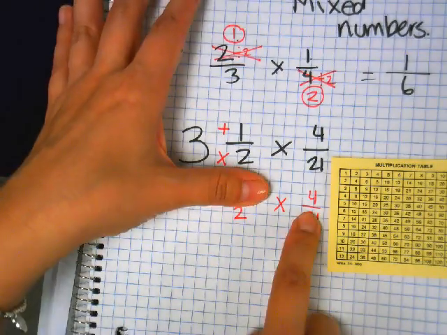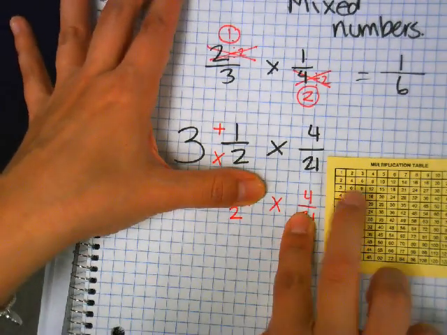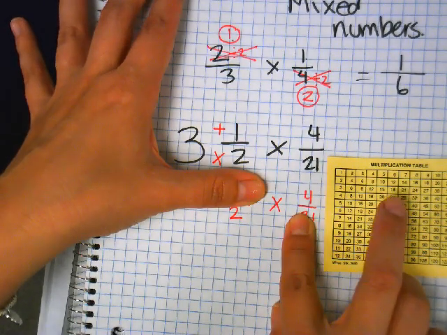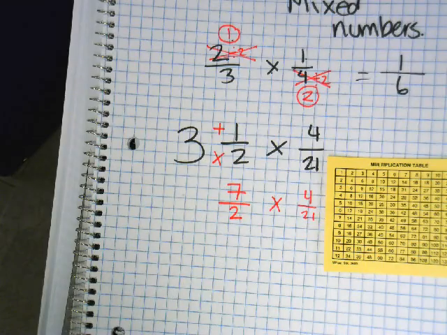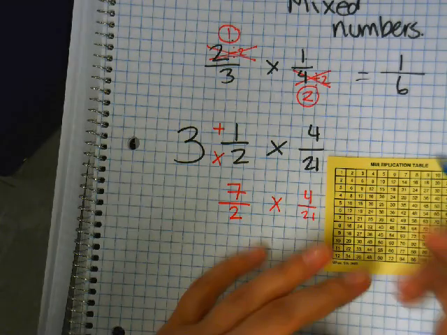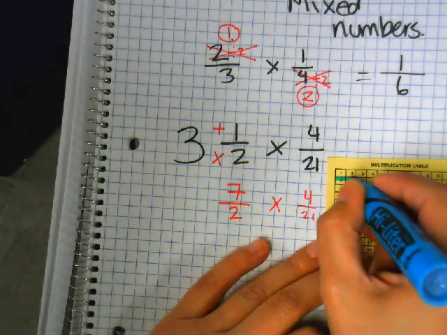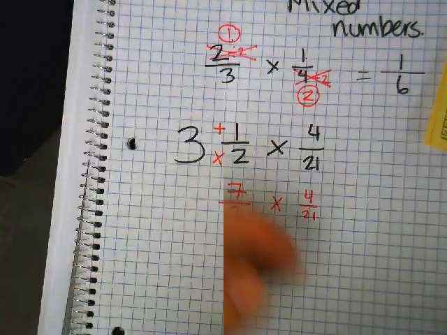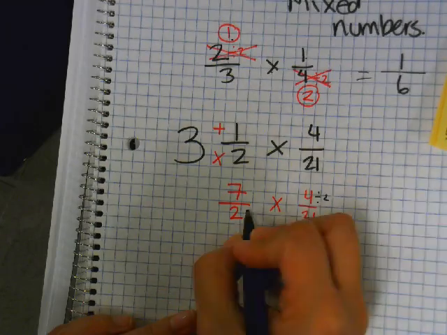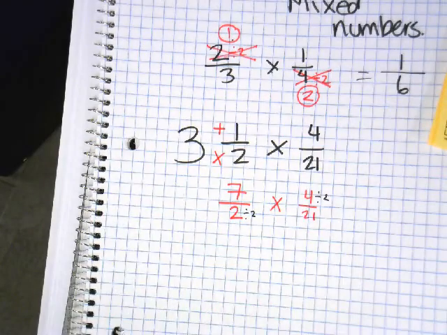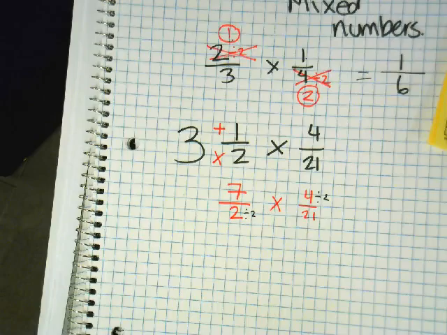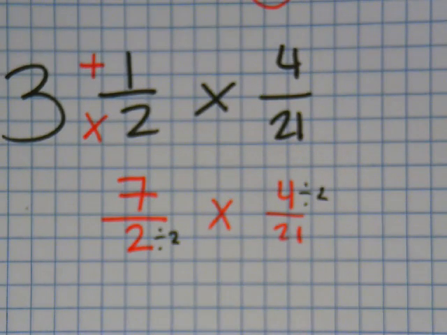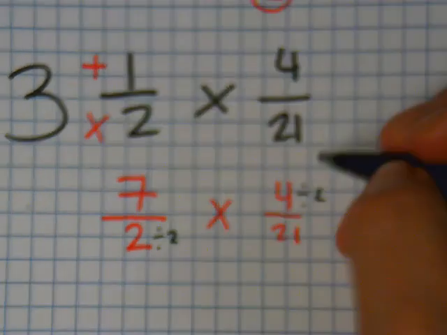On your multiplication table, 4 and 2. Where do we see 4 and 2 on the same line? At the 2. So that means that I can divide by 2. I see the 4 here and the 2 here, so I can use the 2. So I'm going to divide by 2, divide by 2. I'm simplifying the corners before I multiply straight across.